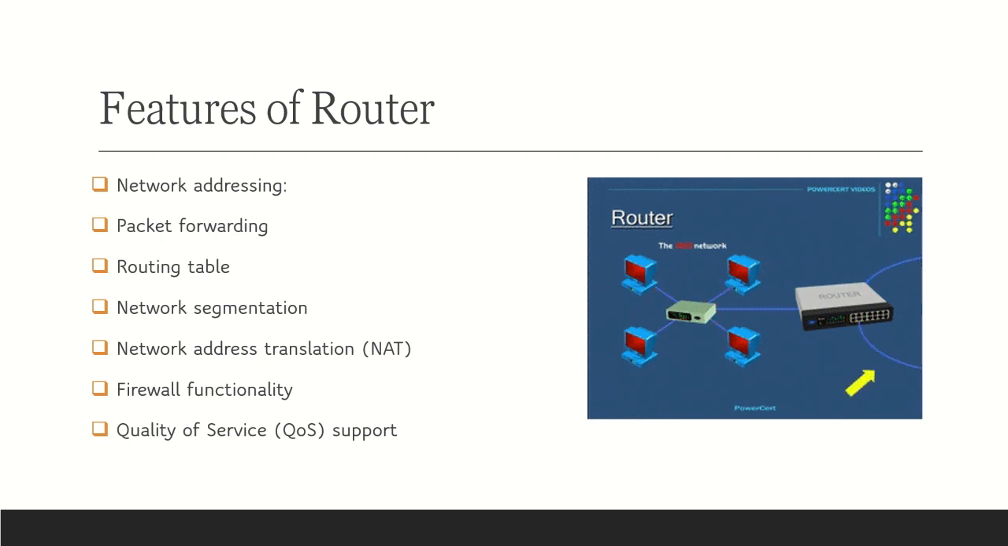It can share the data with multiple LAN networks. It provides network segmentation and network address translation. It can translate the private network IP to the public network IP. Firewall functionality, which provides security. Quality of service, QoS support. That means it can prioritize the type of data we want to transmit. It can prioritize that data, which can ensure high data rate transmission.